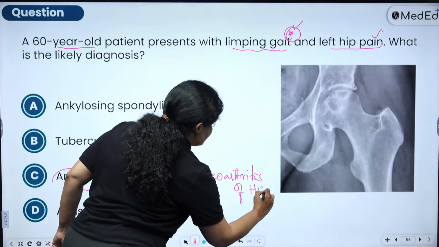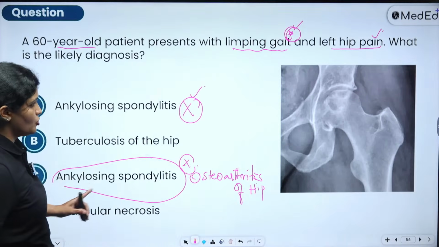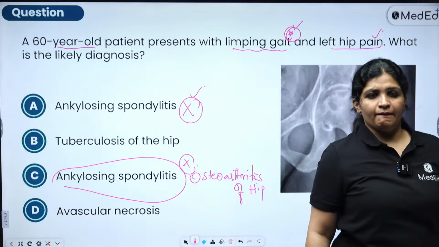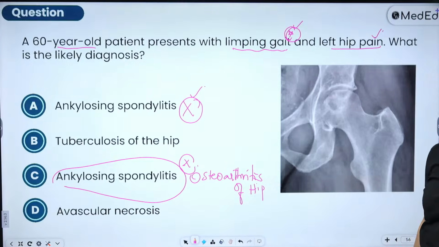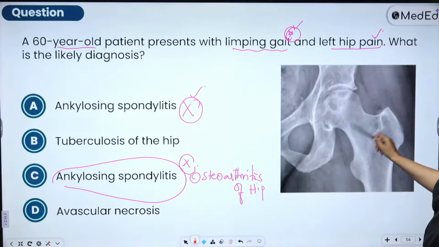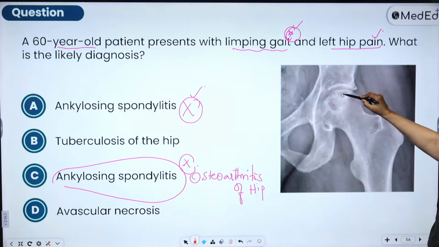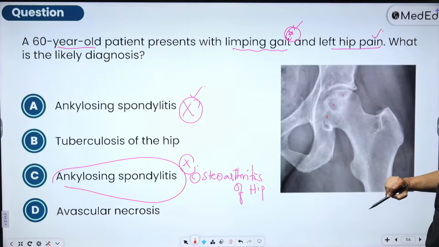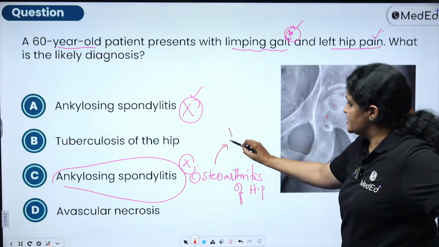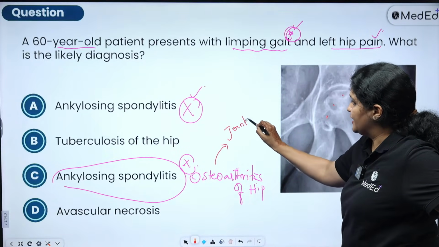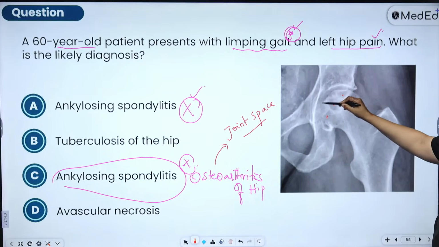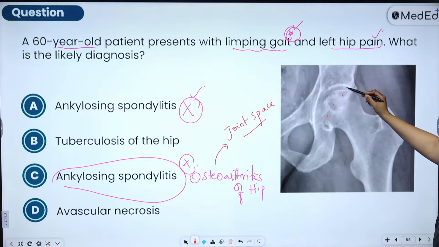So whether it is tuberculosis of hip, osteoarthritis of hip, or avascular necrosis of hip, what is your answer? Yes, what is your answer for this? Here I want to tell you some important points in favor of this X-ray. In this X-ray you will find there is a subchondral cyst present here. If it was osteoarthritis, the disease would start in the joint space. Here the joint space is still maintained. You can see the joint space is still maintained here.